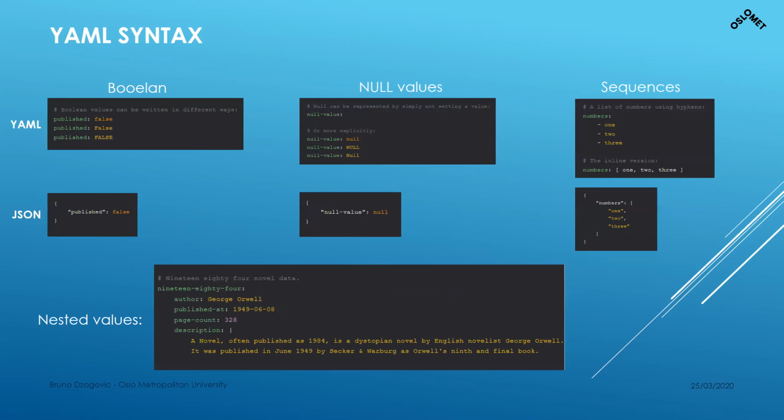Then you have booleans, you have null values, sequences, nested values. Everything is supported. It's just like another language. This is only the basic stuff. If you want to get to the advanced stuff, you have to visit the website. There's a lot of things to go through in YAML, but these are just basics to kickstart writing Kubernetes files and also Docker Compose.